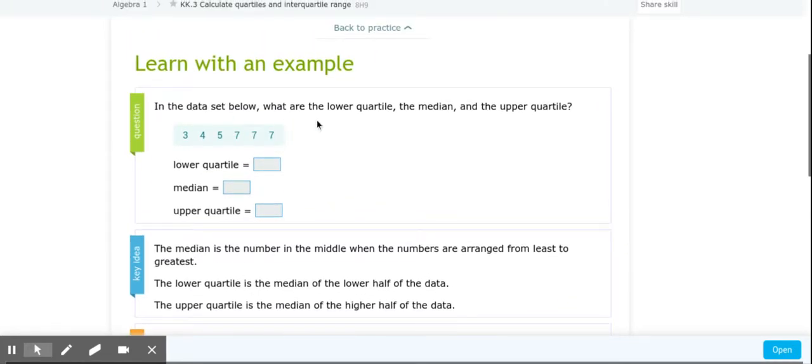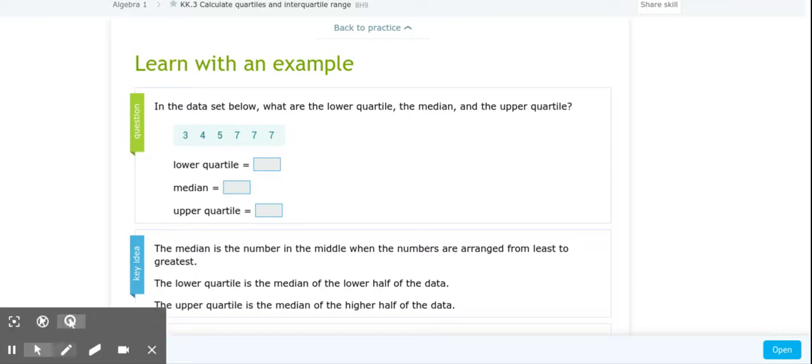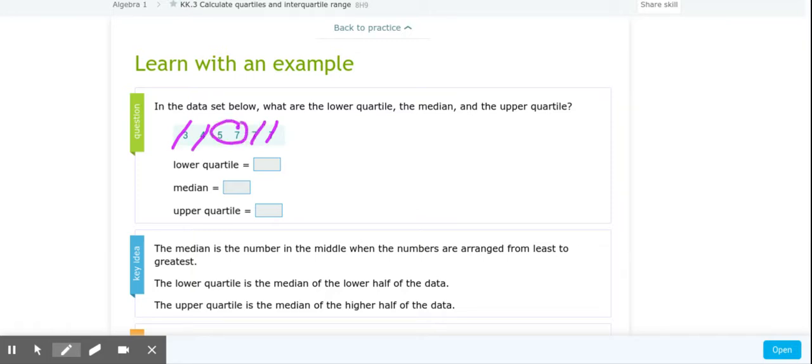So in the data set below, what are the lower quartile, the median, and the upper quartile? Before we read the answer, let's find it. This is already listed in order from least to greatest. So we find the median by finding the middle number. In this case, there are two middle numbers. When that happens, you have to find the average of those two middle numbers. You do that by adding them together and dividing by 2. So 5 plus 7 is 12, over 2 is 6. So the median should be 6.